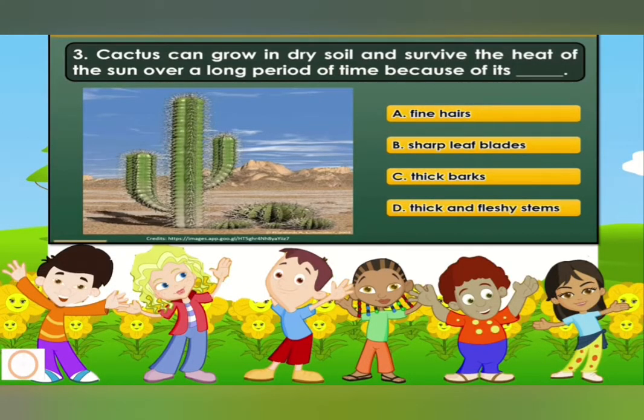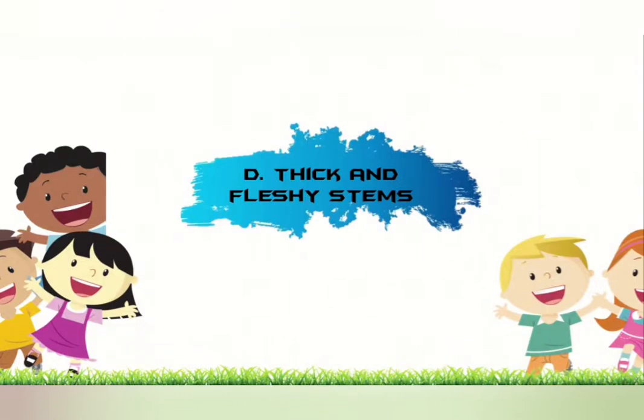Third question. Cactus can grow in dry soil and survive the heat of the sun over a long period of time because of its... Okay, the correct answer is letter D, thick and fleshy stems. Okay, so your answer is correct again.